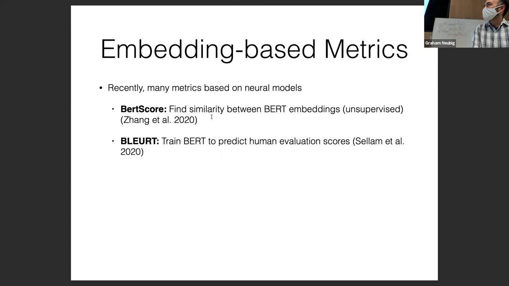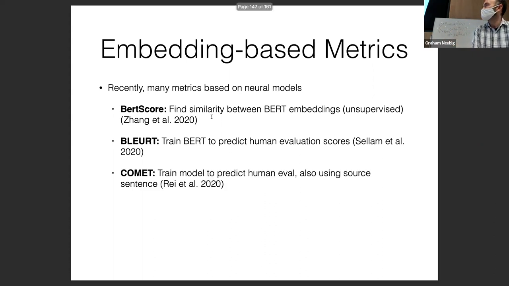There's something called BLEURT, which basically trains a neural model to predict human evaluation scores. So you have a human evaluation score, you train a model to predict those scores, and you use those predicted scores as your gold standard.